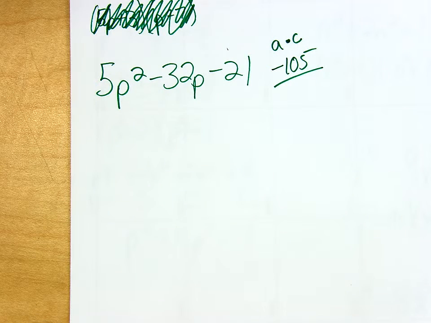This works with any trinomial, right? Like number 42 on the sheet, we could do it with that, as long as you remember to put the squareds in.